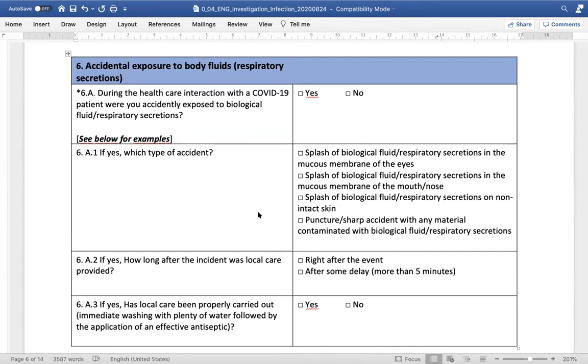Thank you. Okay, accidental exposure to body fluids. These are also questions to ascertain whether you had any accidental exposure to body fluids or respiratory secretions, and they ask about specific incidents and how you were able to manage them. Can we move down?